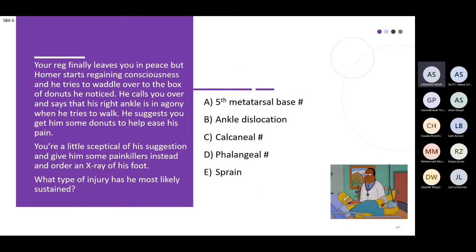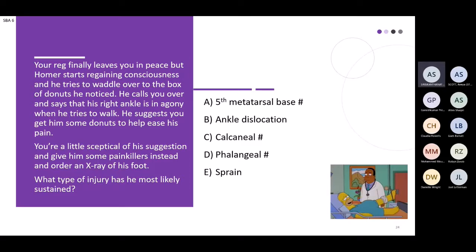So next question here. Your reg finally leaves you in peace, but Homer starts regaining consciousness, and he tries to waddle over to the box of donuts he's noticed. He calls you over and says that his right ankle is agony when he tries to walk. He suggests that you get him some donuts to help ease his pain. You're a little skeptical of his suggestion and give him some painkillers instead and order an x-ray of his foot. What type of injury has he most likely sustained?